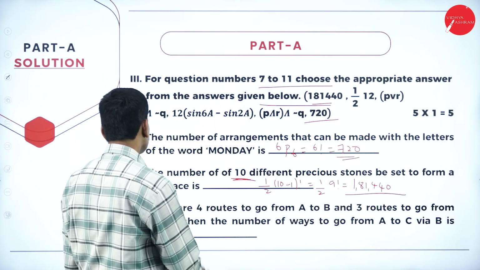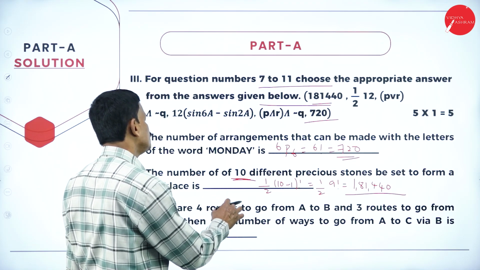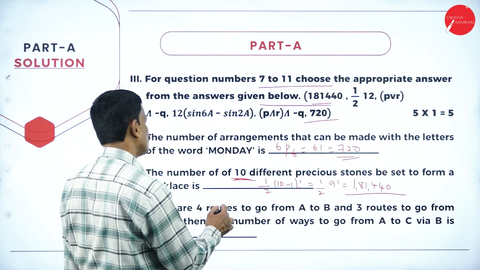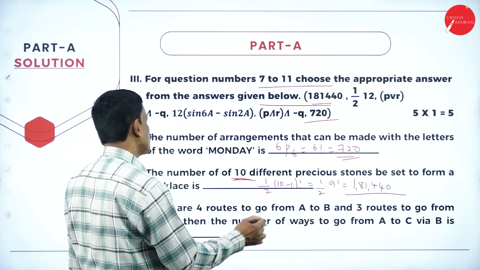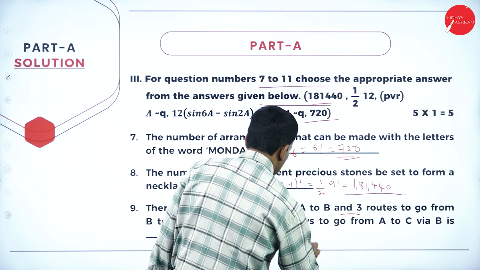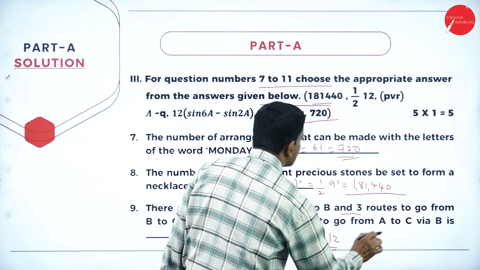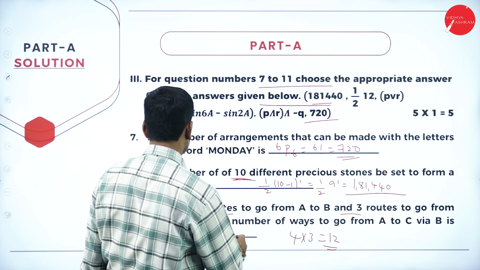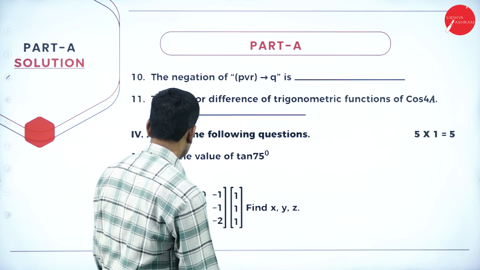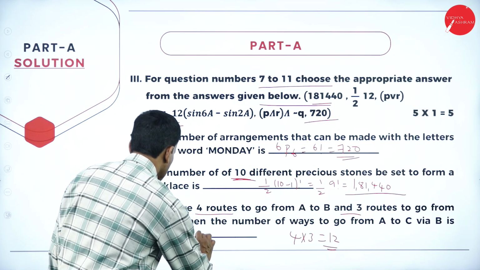Now there are 4 routes to go from A to B and 3 routes to go from B to C. Then the number of ways to go from A to C, that is nothing but how many routes? 4 routes and 3 routes multiplied. 4 into 3, that's equal to 12. That's it. So here the answer for this is 12.